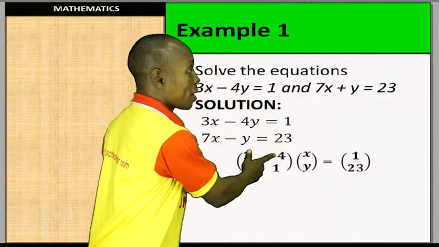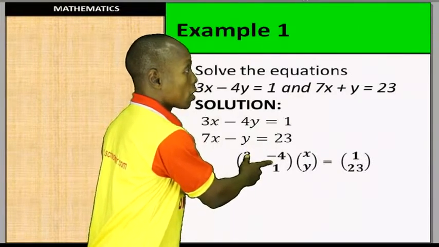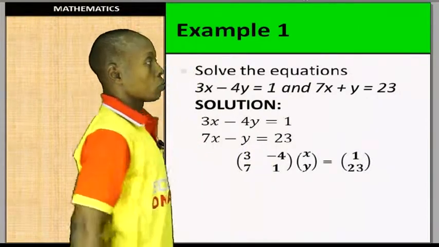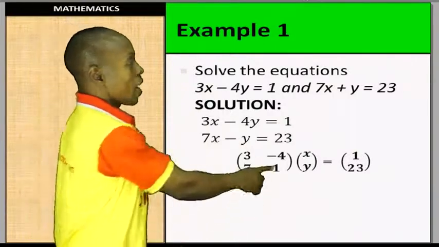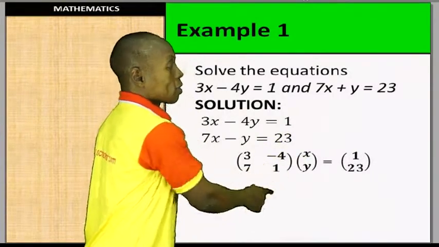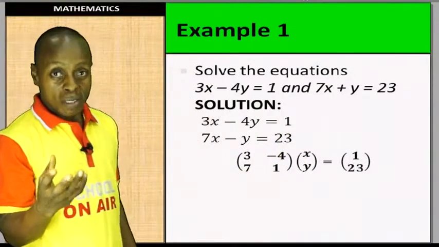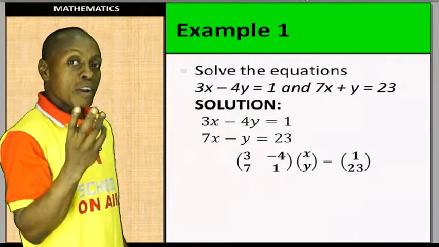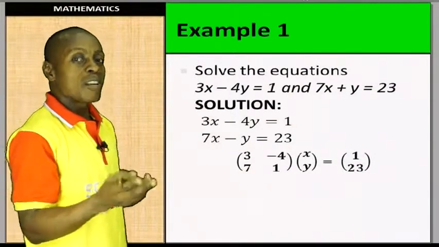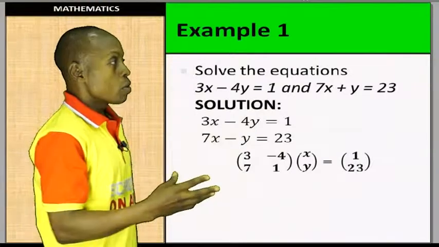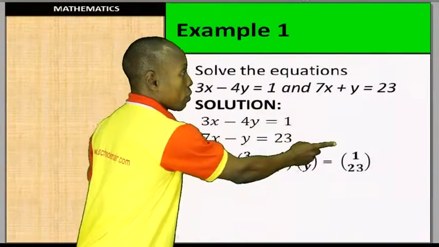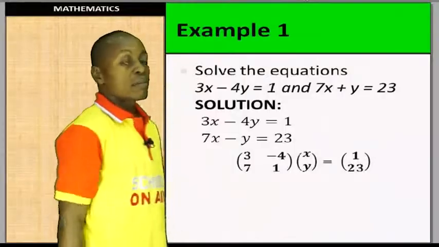And for y, you have minus 4. And for the other y, you have 1, according to the question. So you have x and y, because that's the variable we're trying to get: the value of the variable x and the value of the variable y, which is equal to what we have at the equal sign. You have 1 and 23 there.